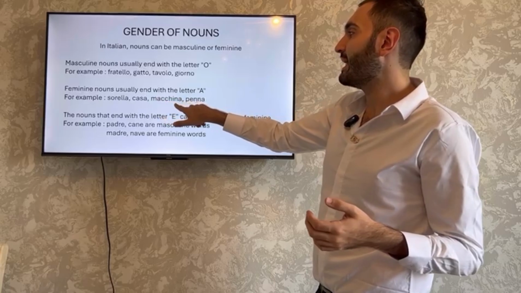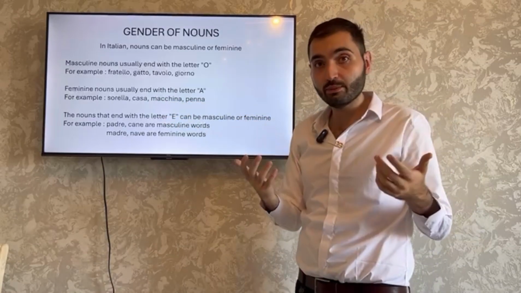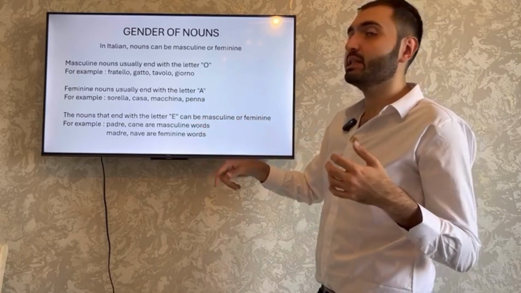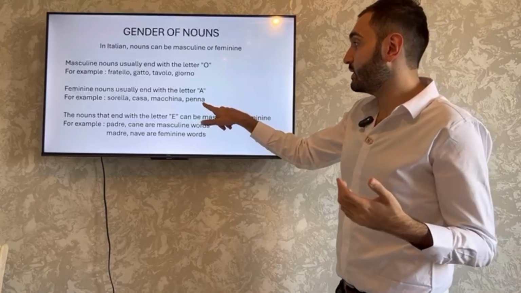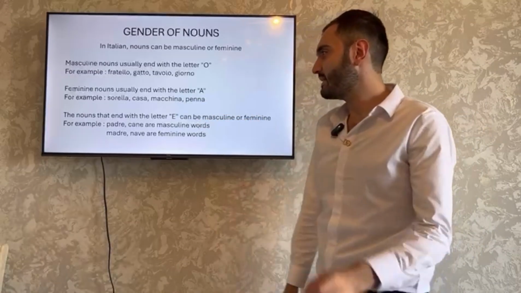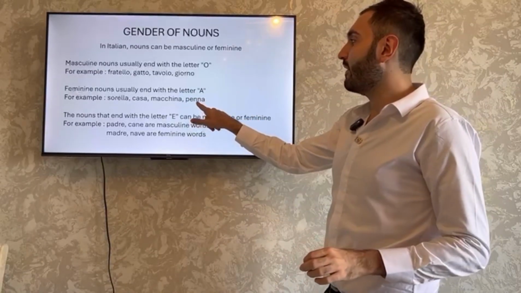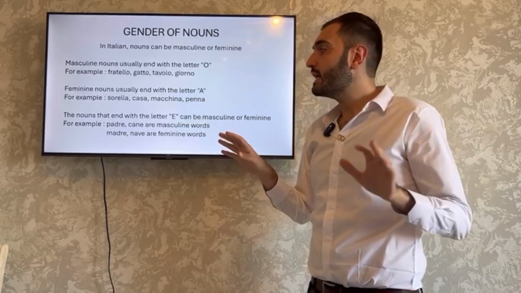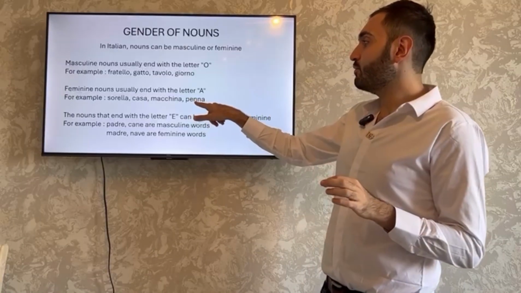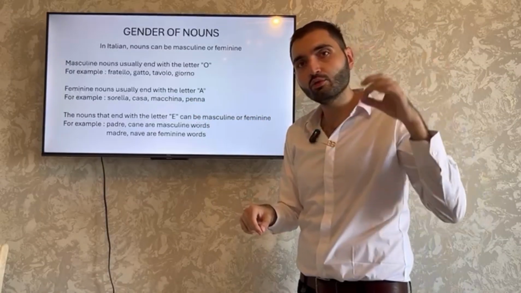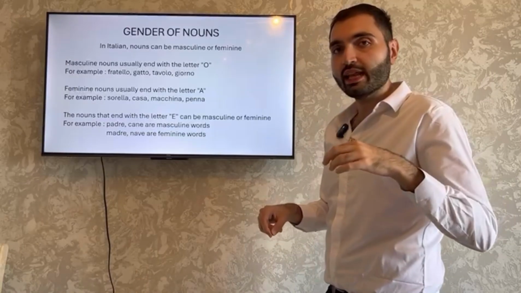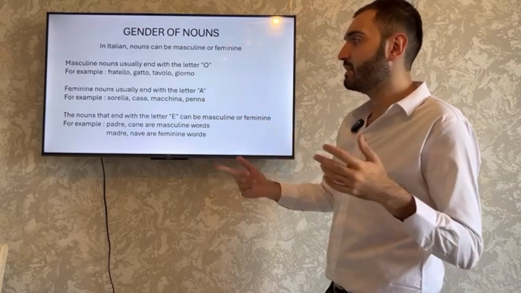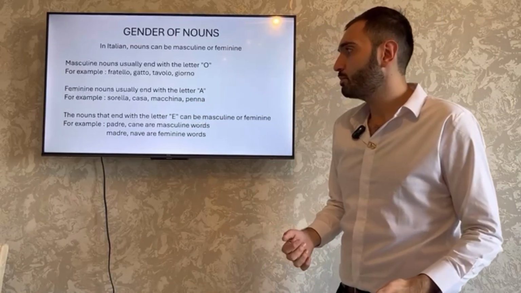Macchina. Macchina means car, and it's also a feminine word. And penna. Penna means pen, and since it ends with letter A, it's also a feminine word. Another detail: in Italian, you have to emphasize the double letters. So don't pronounce it as pena, it should be penna. If you see a double consonant, you have to pronounce it strongly and highlight it. Not pena, it's penna. Penna means pen. Let's continue.